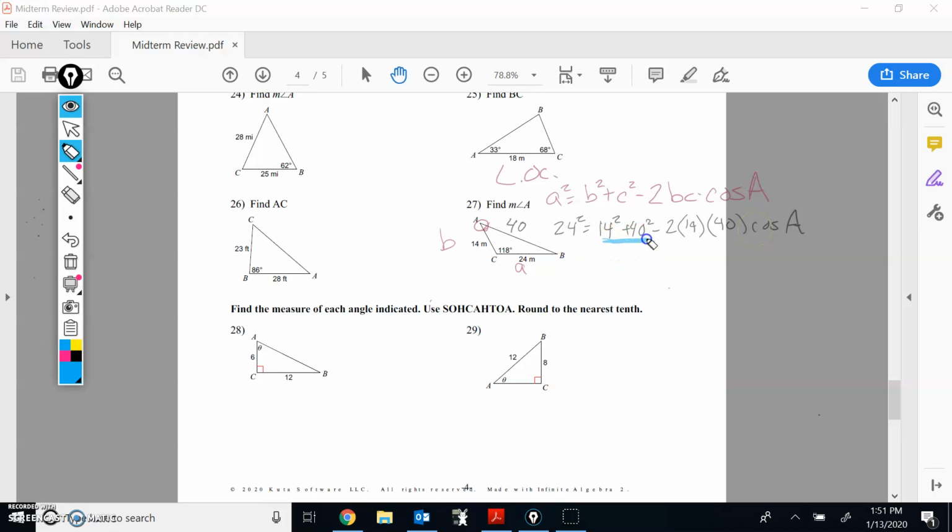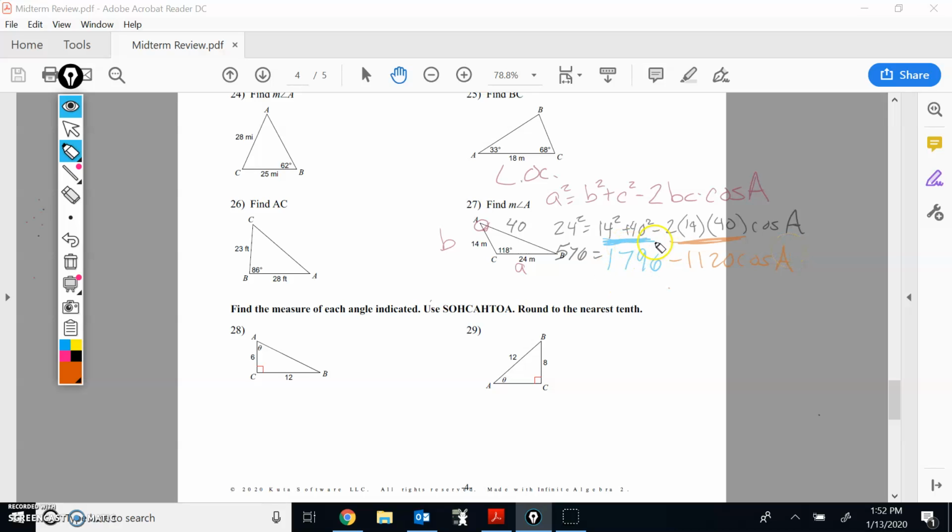Let's figure out what this piece is first, and then I'm going to figure out what this piece is. So 14 squared plus 40 squared is 1796. Again, this is what 24 squared equals. I'm going to figure out what 24 squared is while I'm at it. 576 is going to equal that. And then we have minus 2 times 14 times 40. 1120 cosine A.